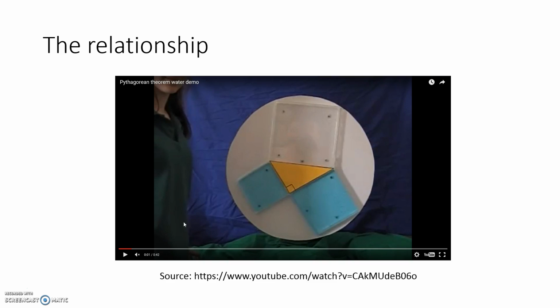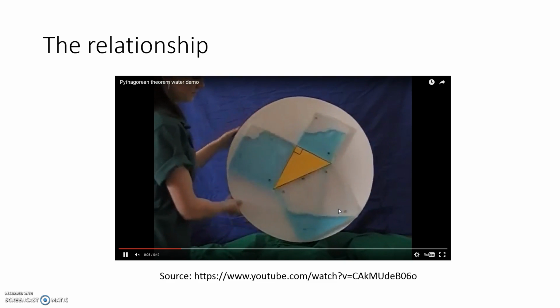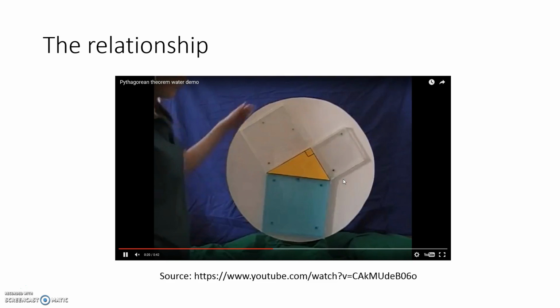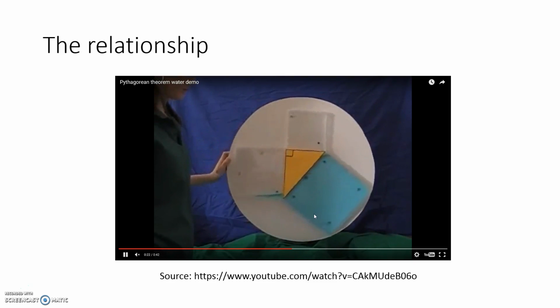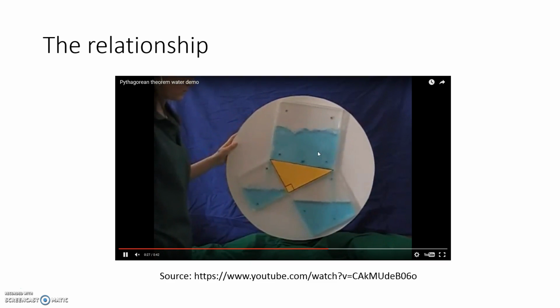If you can see the water in these two squares, as she flips the toy around, the water fills the third square completely. This means that a squared plus b squared gives you the same area as the square formed by the hypotenuse. Now we flip it back around, and we see that the water in the square formed by the hypotenuse will fill up the squares of both sides, the sum of the squares of both sides.